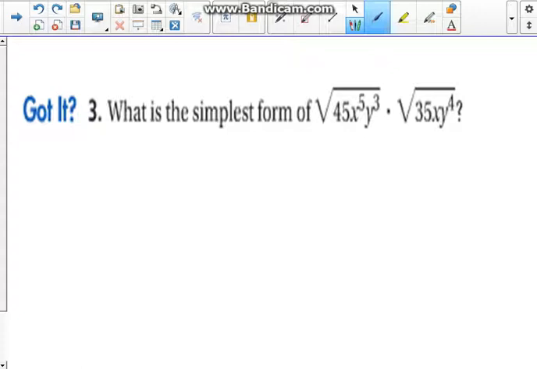Here's our got it for problem 3. If you'd like more practice, pause, work the problem, and come back.